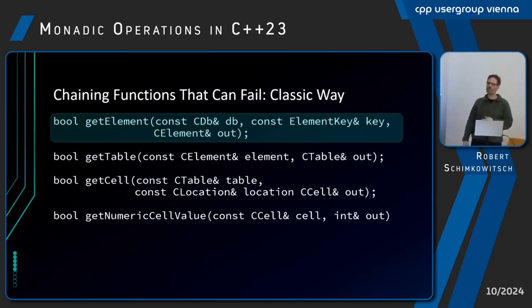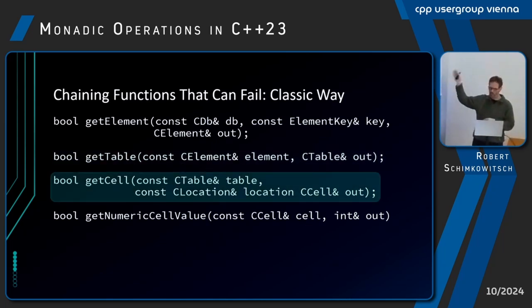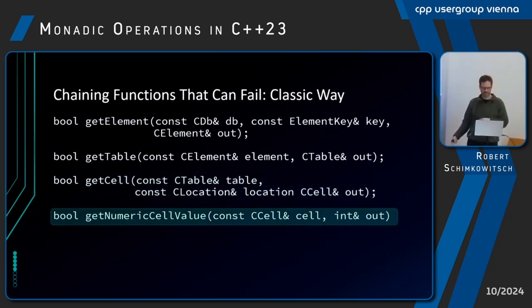And this would be the functions we use for a classic implementation. So we start with getElement. We pass a database, I call it DB here, and a key, and we receive an element as a by-ref out parameter. In addition, we receive a bool return, which indicates success, true, or error, failure. I've seen these a lot in old code, and I hate them because they don't compose, and they are often not as efficient as possible. But that's what we have in existing code, so let's take a look. Basically, the pattern repeats. We get a table based on the element. We get a cell based on the table and the location. And then when we have a cell, we can try to extract a numeric value from it.